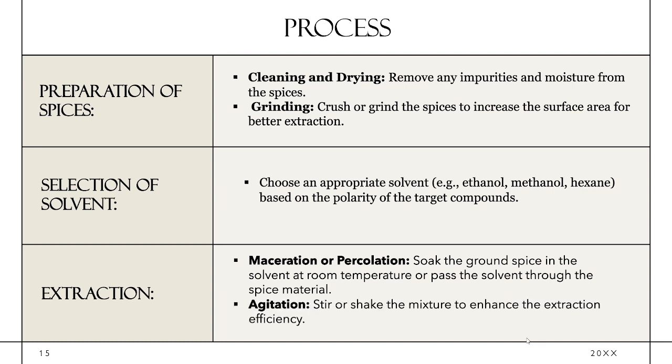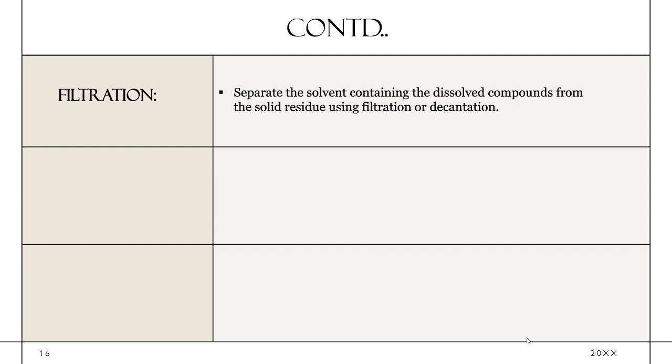The ground spices are soaked in solvent at room temperature to dissolve the active compounds. The next step is agitation. Proper agitation is provided to the mixture for better extraction efficiency. The next step is filtration. Filtration is the process in which we remove the dissolved compound from the solid residue using proper filtration methods.